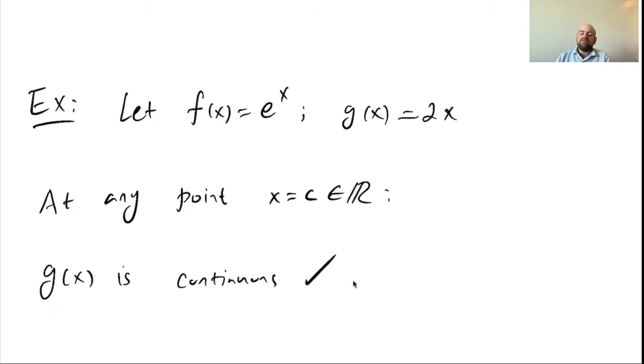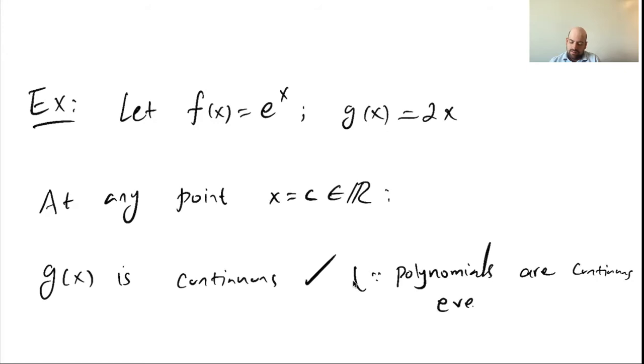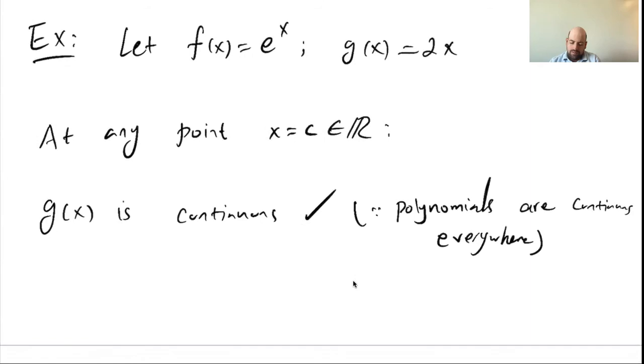Why is g of x continuous? g of x is 2x, which is a polynomial. Polynomials are continuous everywhere. Also, f of g of x, which is e to the 2x, is continuous.